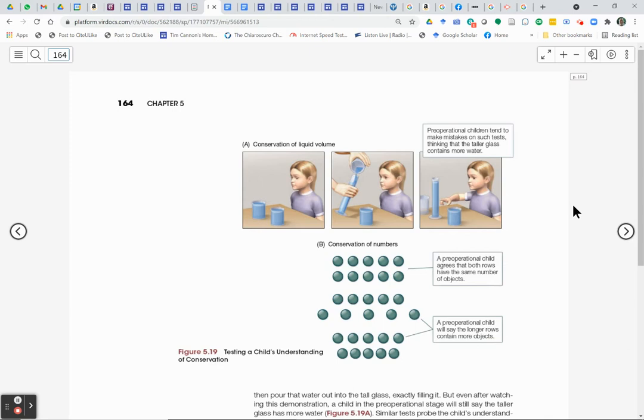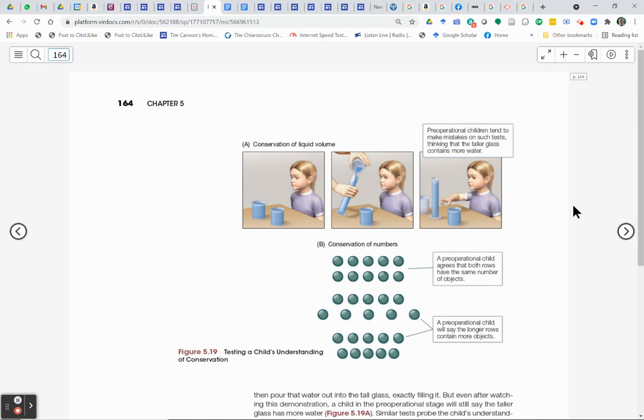So, as he told the story, one sunny afternoon, he pulled some glassware from the kitchen and lemonade from the refrigerator, and he did this. And at first, his son kept saying, well, there's more in the tall glass, Dad. And the dad would say, well, where did it come from? You saw me pour it from the short glass. And the kid would say, I don't know, but there's more.